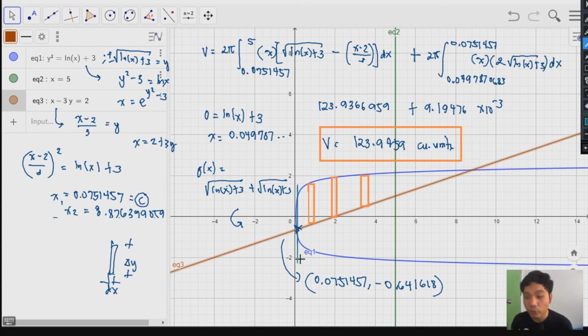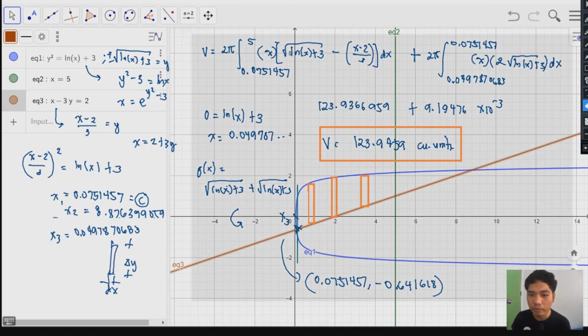Okay, so the same goes for letter B. It also has an additional part. So let's find it again. It revolves about the x-axis. I will retain this 0.049 because we'll be using it. So let's now call it x sub 3. So x sub 3 is equal to 0.0499787 0683, so we can come back to it later. So we can remove this, okay?